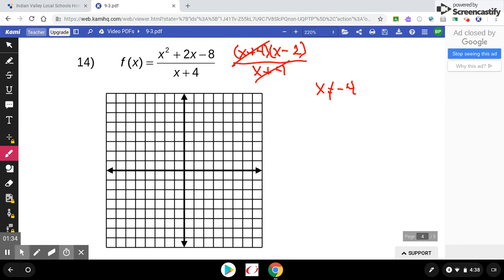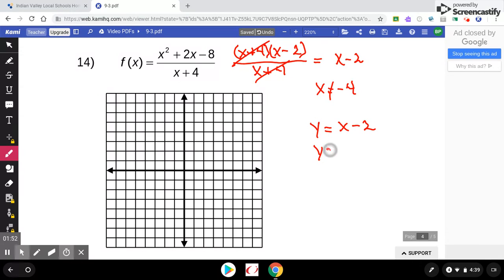There's no reason I can't cross out common factors. X plus 4 and x plus 4 would cancel. And now I'm left with x minus 2. But the unique thing about x minus 2 is there's no more fraction. So the function, or f of x or y, is now equal to x minus 2.